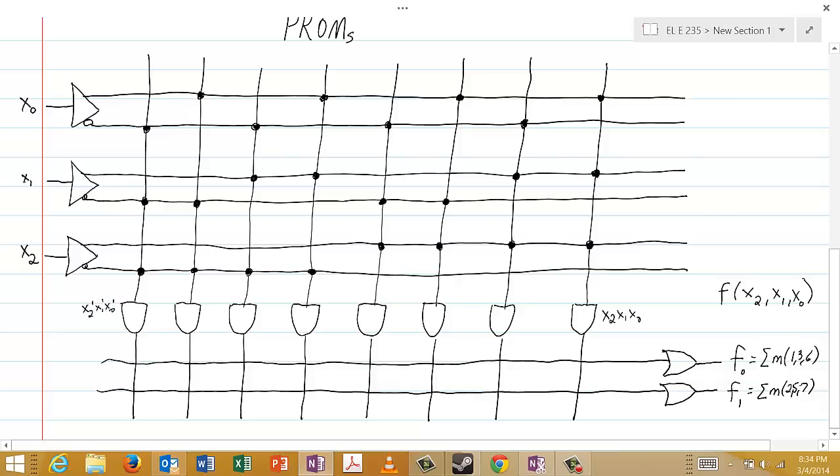Now, if we consider the variables to be in this order, X2, X1, and X0, then we can identify this as the minterm M0. So M0 is what's coming out there. And likewise, this would be M1, M2, M3, M4, M5, M6, and M7. So basically, this top part can be thought of as a decoder.